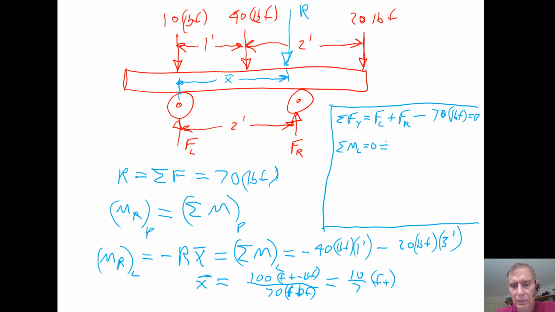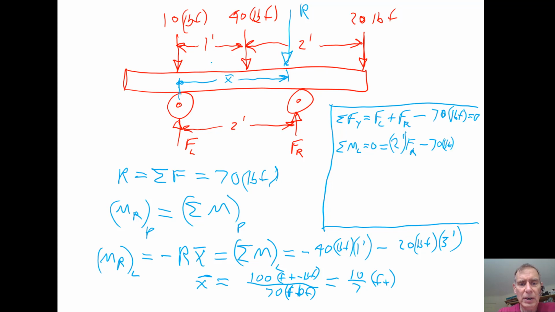So we have the sum of the moments about L equals 0. And what do we have? We have F sub R about point L. That's creating a positive moment, counterclockwise. So we have 2 feet times F sub R. And then we have minus R, which is 70 pounds.